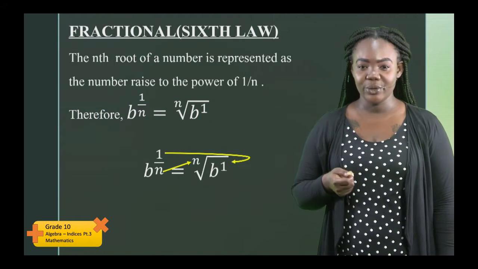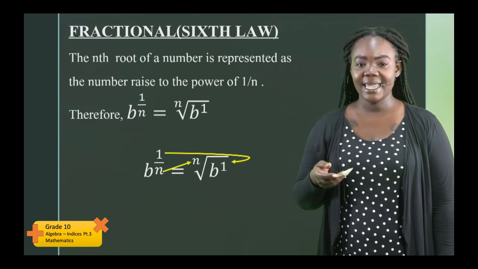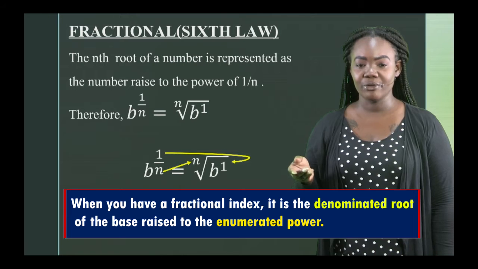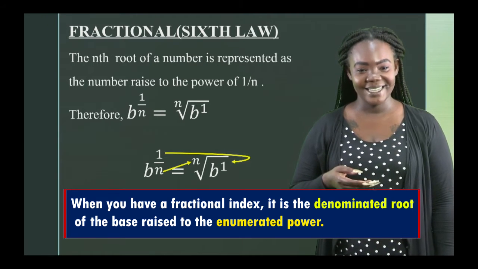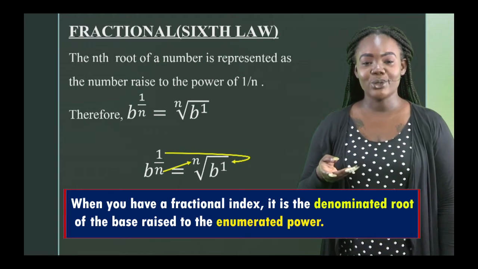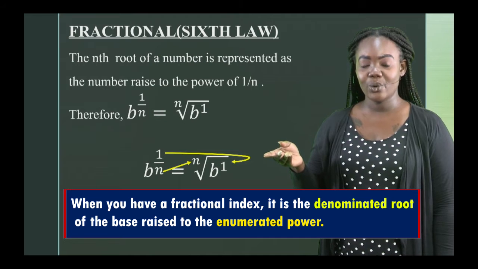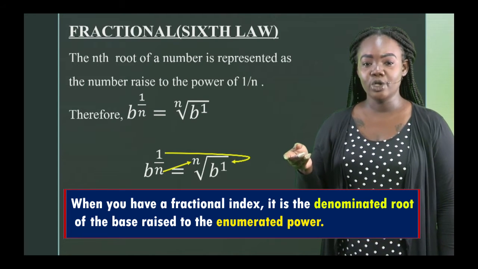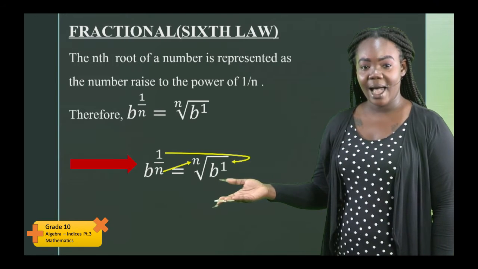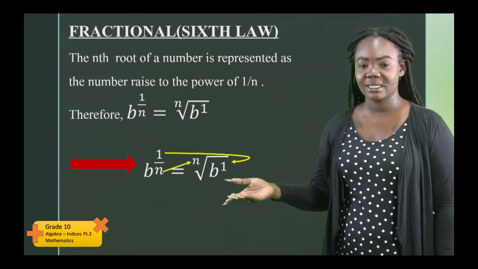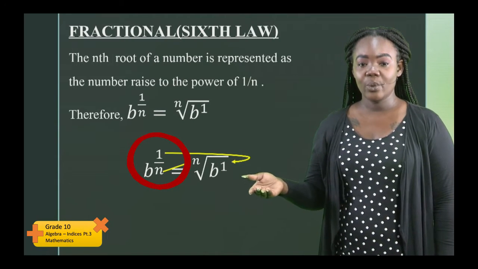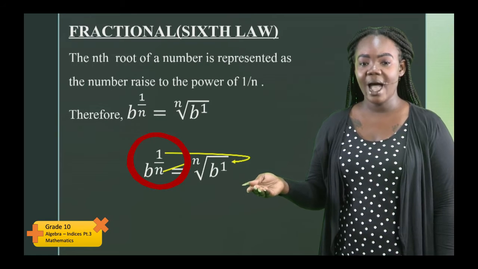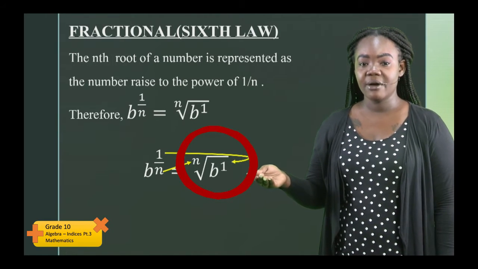Now, I would like to break this down for you a little bit more. What I often say is that when you have a fractional index, it is the denominator root of the base raised to the numerator power. Yes, I'm going to say that again because it does sound a little bit like gibberish. Whenever you have an index raised to a fractional power, it is the denominator root of the base raised to the numerator power. You can see right here how we moved from one thing to the next. We have b raised to the 1 over n, and when that is simplified using our sixth or fractional law of indices, we have the nth root of b raised to the first power.